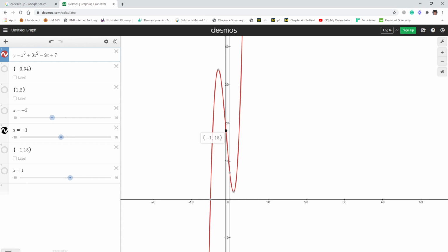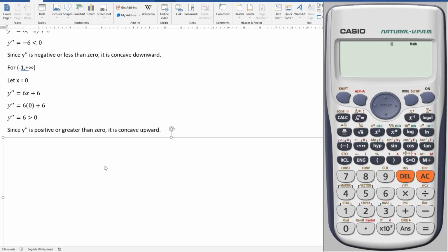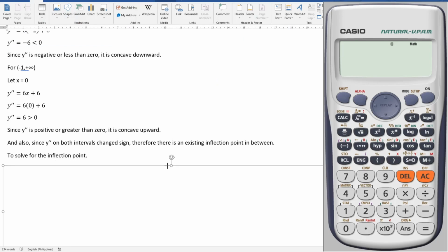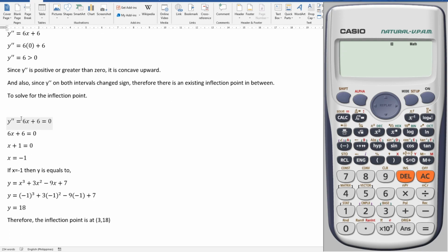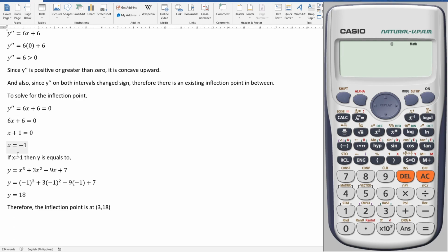And then therefore since nag-change siya, nag-change ang sign or also from concave downward to concave upward, therefore there is an existing inflection point. So to solve for the inflection point, we just have to use the second derivative. So makakuha tag negative 1.